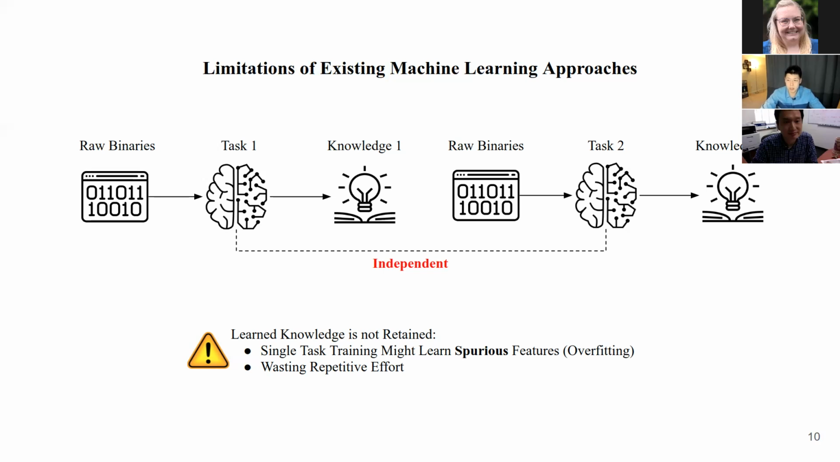All of them essentially try to learn partial program operational semantics. We find that with such a setting, the model often overfits to individual tasks, learning task-specific spurious correlations. Even when it is learning generalizable program operational semantics, it wastes effort by learning some knowledge over and over again.